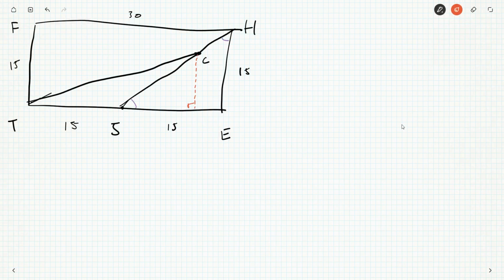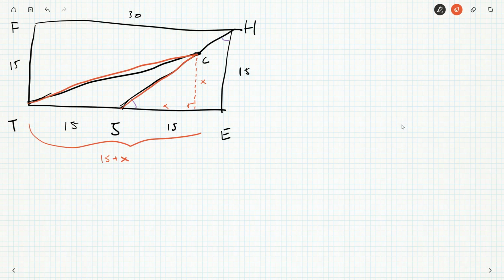Now, I don't know where C is, but I might call this height X. I know this distance here is going to be X. And then I know this full thing here is 15 plus X. So in terms of X, I can figure out the length JC. It's going to be the hypotenuse of X and X, but I can also figure out TC because I've got another right angle triangle. So I can get these distances.